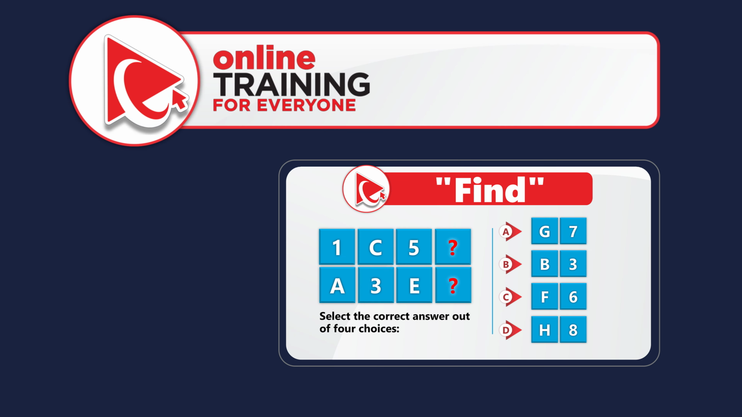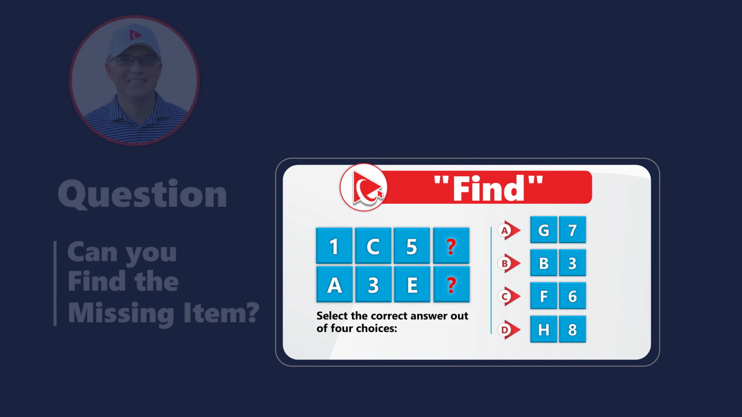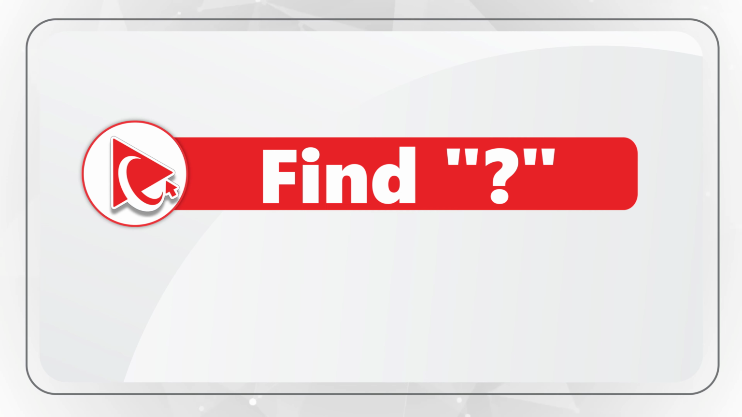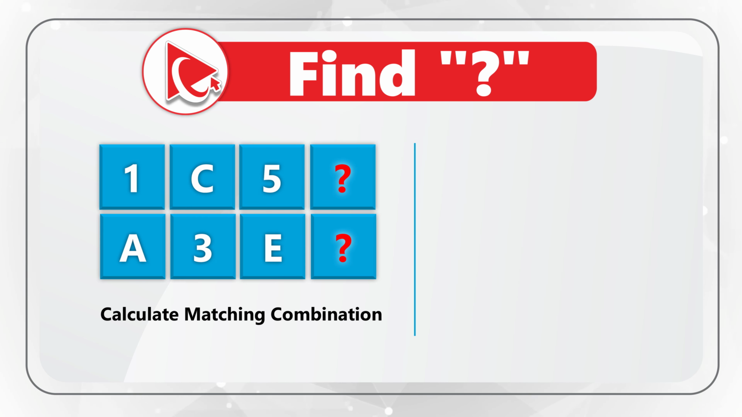Calculating missing items is one of my favorite questions, especially considering the fact that calculations are very simple. You're presented with two rows of values. The first row contains values 1, C, 5, and then comes the missing value. The second row contains values A, 3, E, and then comes the missing value. You need to select the calculated combination out of 4 different choices.